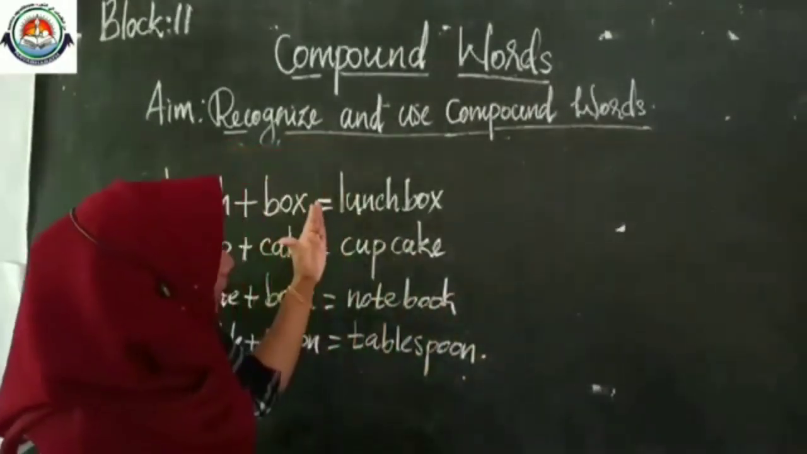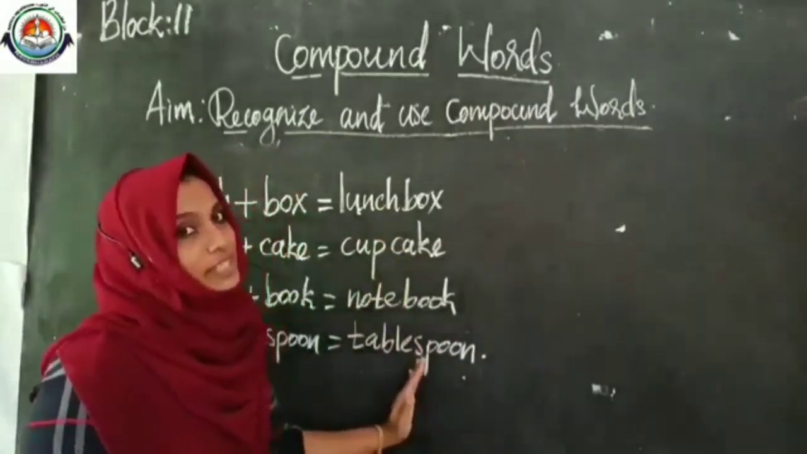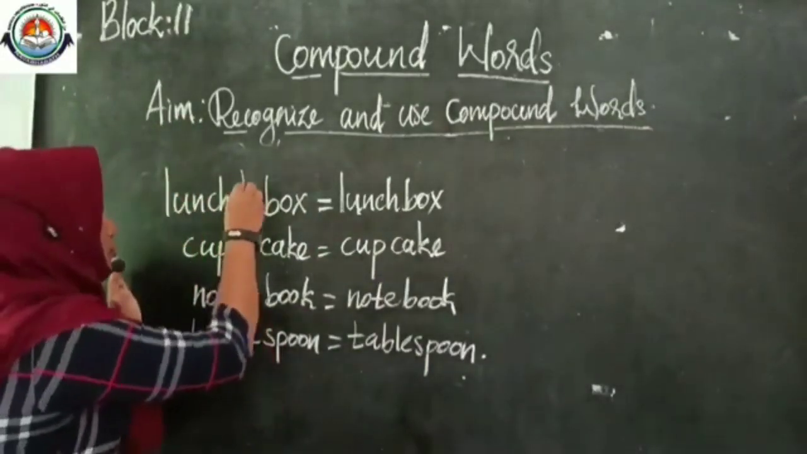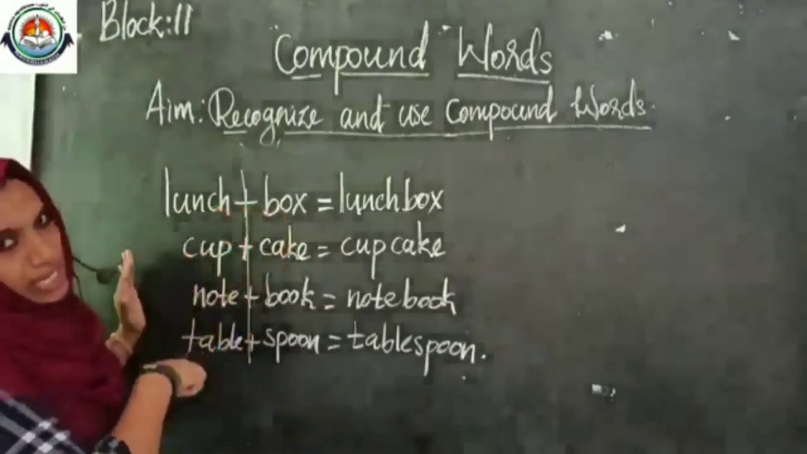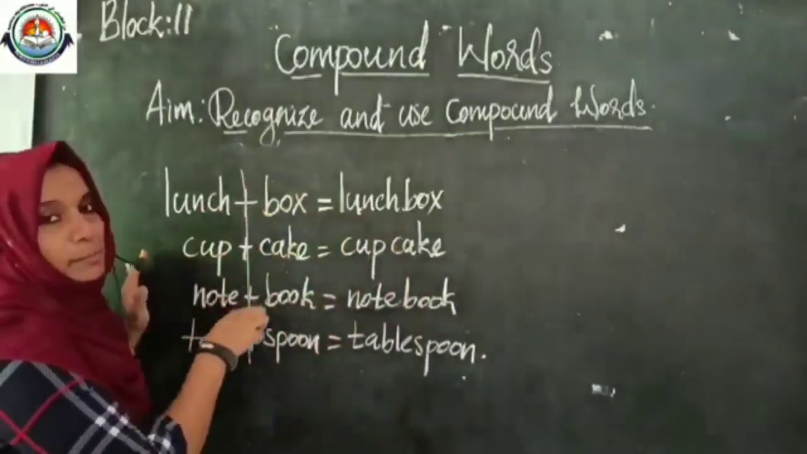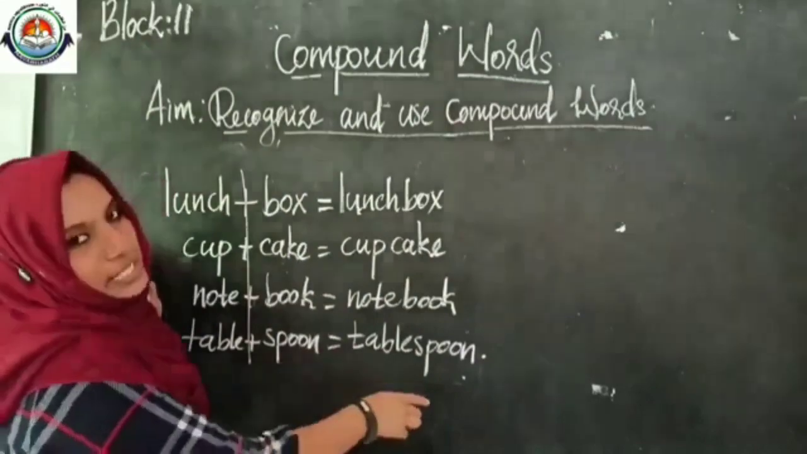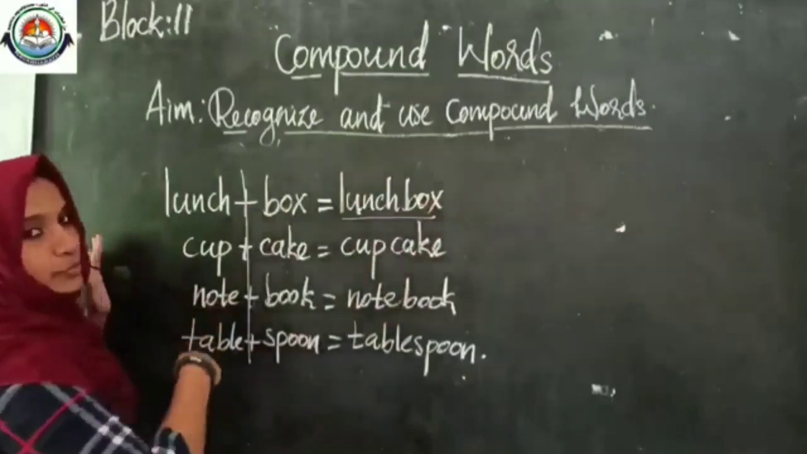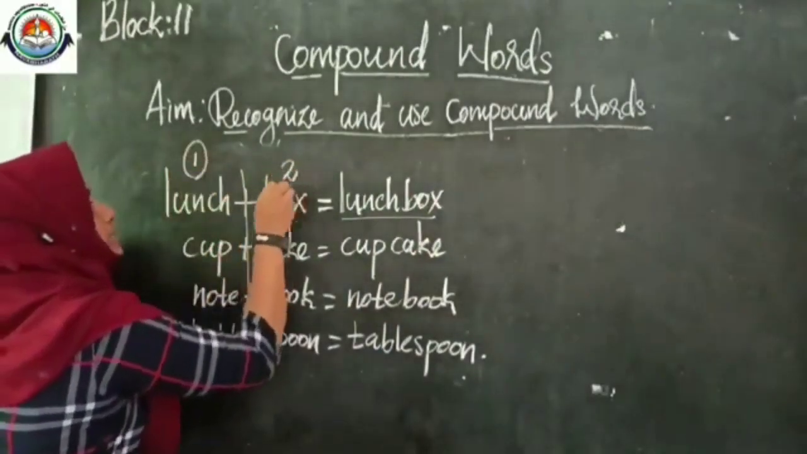Okay, how many parts can we divide these words into? Yes, here we have divided these words into two parts. Like lunch plus box, lunchbox. Cup plus cake, cupcake. Note plus book, notebook. And table plus spoon, tablespoon. So here we have divided these long words into two parts. This is one and this is two.